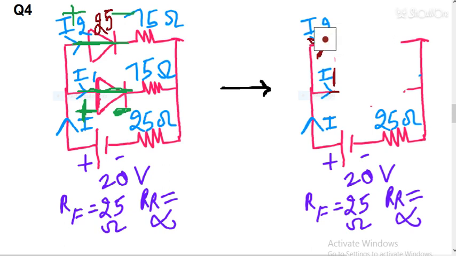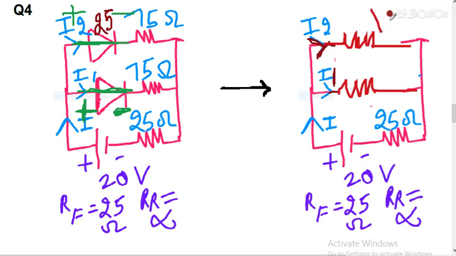Okay, so what you can see here, this will be the new resistance and it has value 100. This will be another new resistance that has value again 100. So this is 100, this will also be 100 ohm. So 100 and 100 are in parallel.